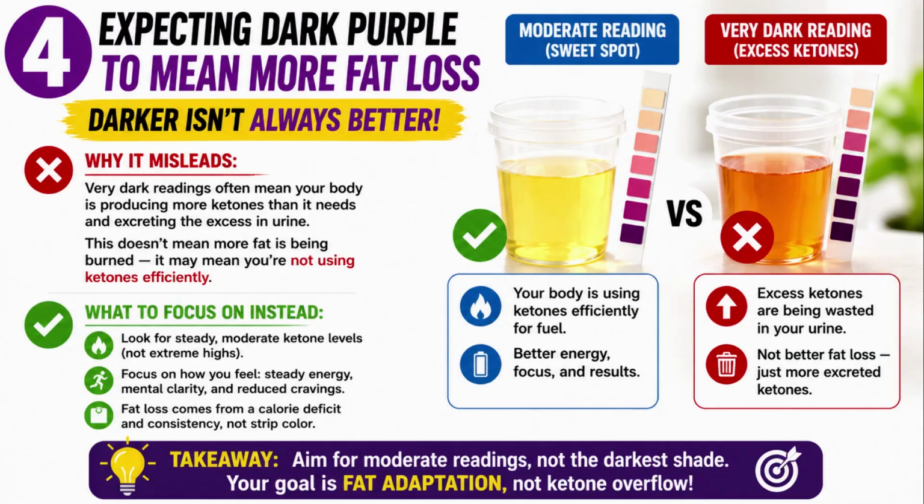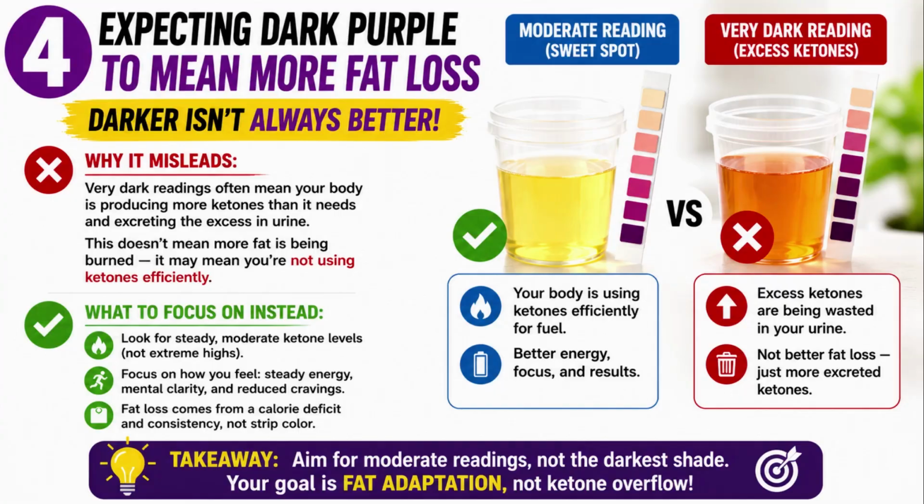Okay guys, number 4. Expecting dark purple to mean more fat loss. Darker isn't always better. Right guys, so it's very simple. In your urinalysis, it's darker because you have more ketones. These are overflow ketones, so they're acetoacetate. These are the ones that are going to come out in urinalysis, and also you have acetone, which comes out through your breath. Those two are, one's a byproduct, the other is the precursor to making beta hydroxybutyrate, which is BHB, the main one in your blood. So again, it doesn't necessarily mean more fat burning, but it is a massive indicator that that is true.